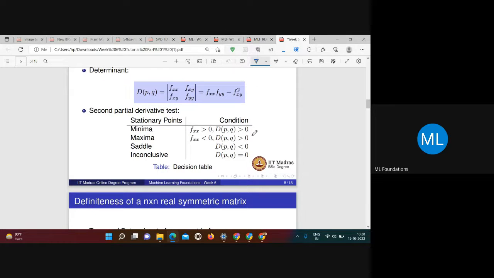And whenever the determinant is zero, that is inconclusive. You can't say anything about that because you don't have much data to say anything about it.